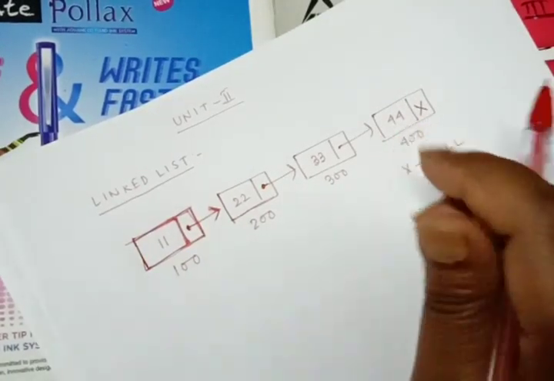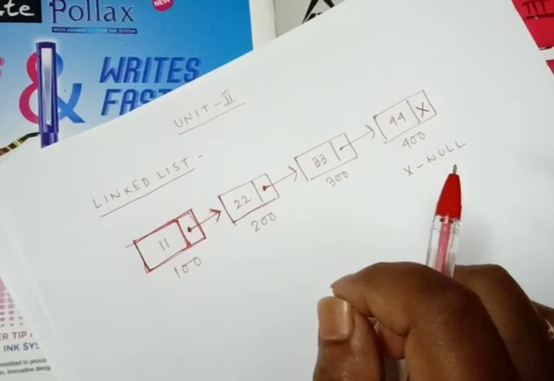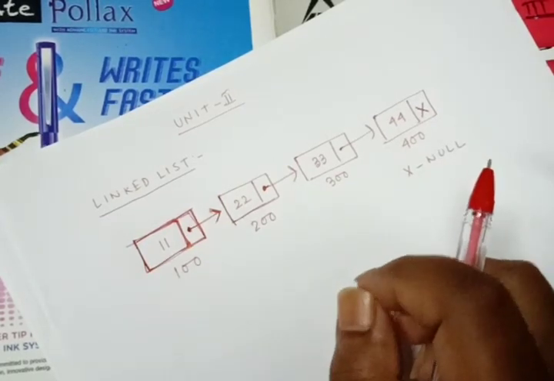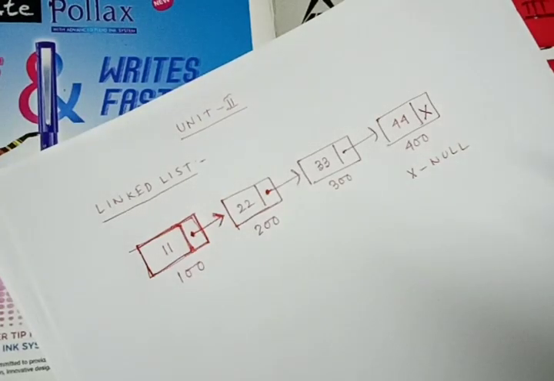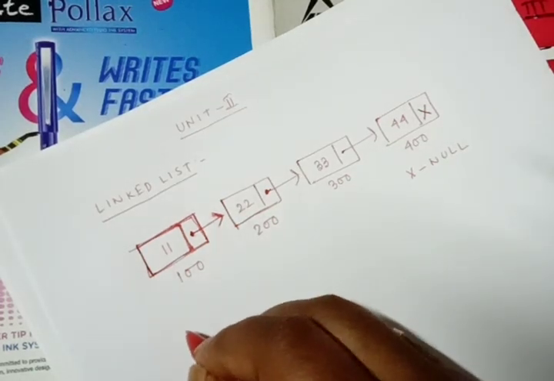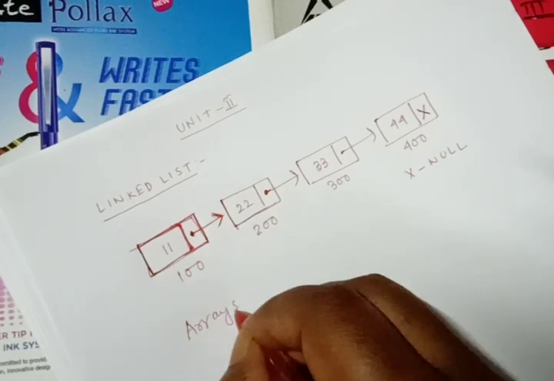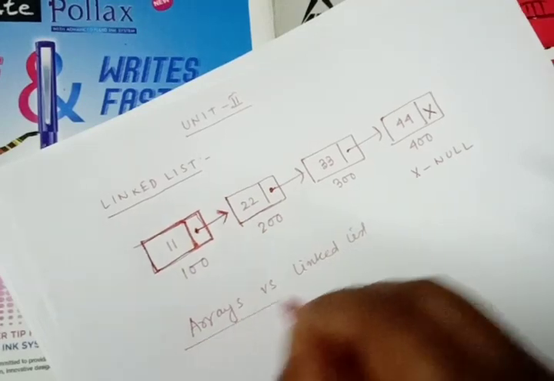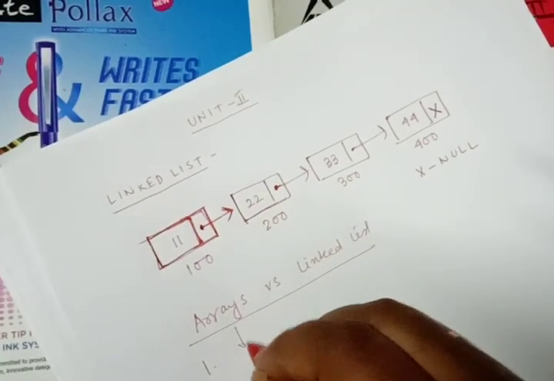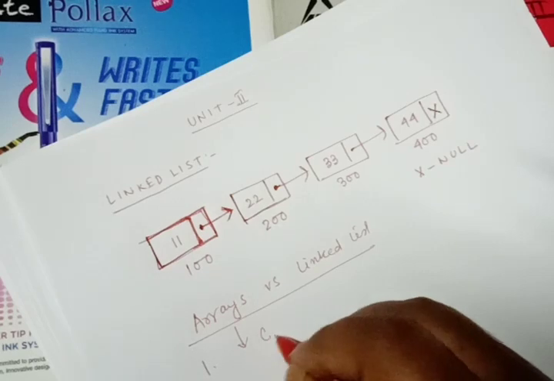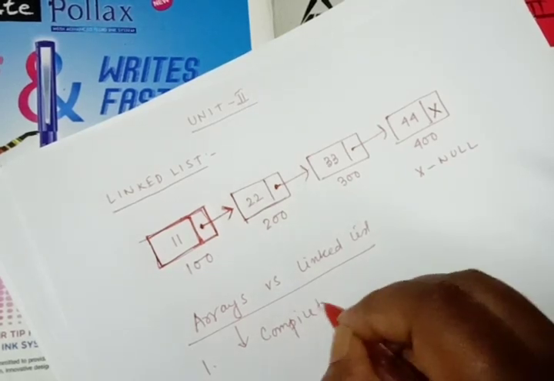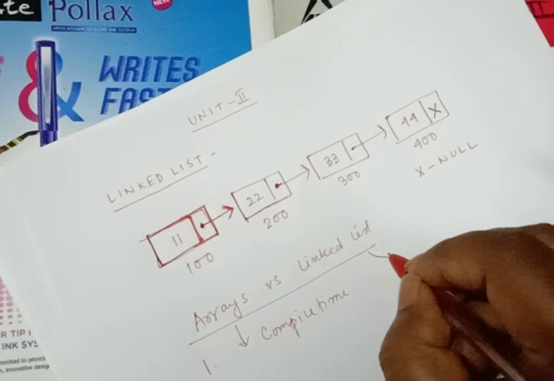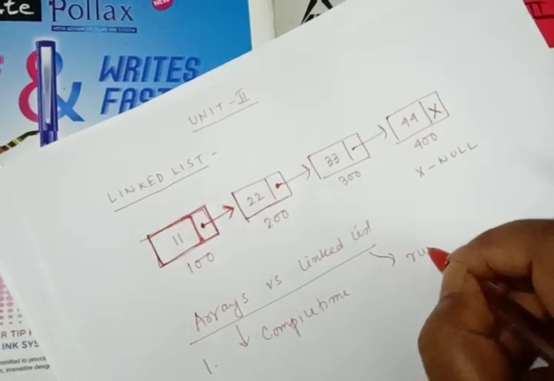Like an array, a linked list also holds similar types of data, but there is a difference between a linked list and an array. The difference, arrays versus linked list: the first point is that the memory allocation for an array is done at compile time, and the memory allocation for a linked list is done at runtime.